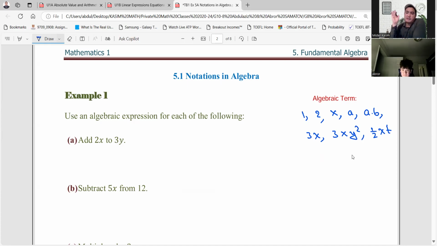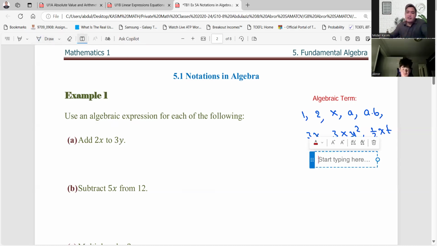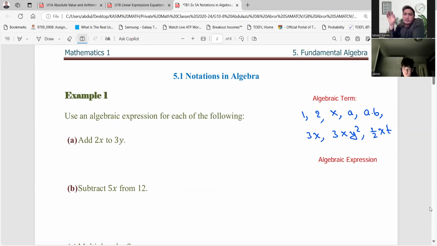So what is it? It's a number or variable. The latter, we call this variable from now on, or their product is called an algebraic term. And how about algebraic expression? An algebraic expression is a bunch of algebraic terms that are added or subtracted. If you just add or subtract some algebraic terms, we call this an algebraic expression.